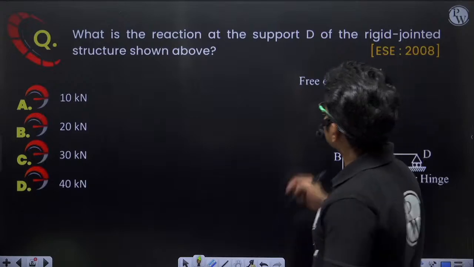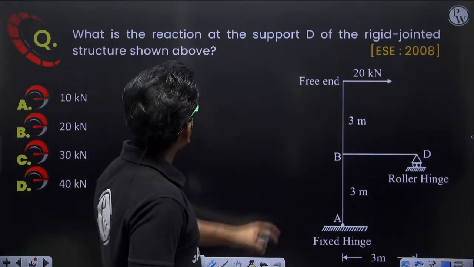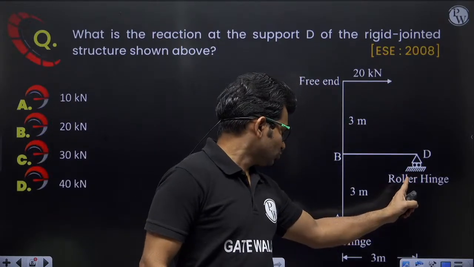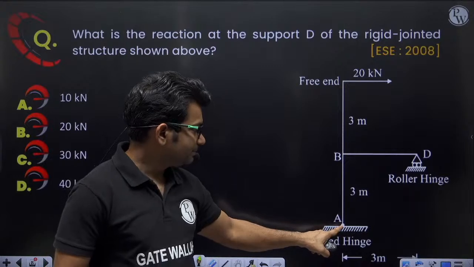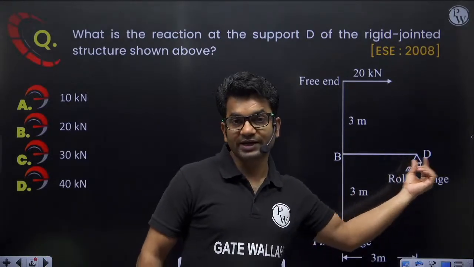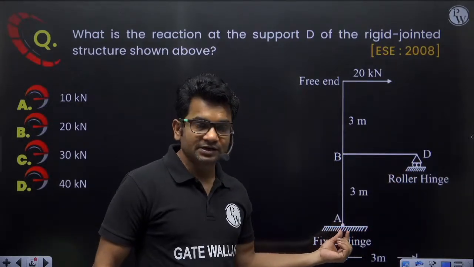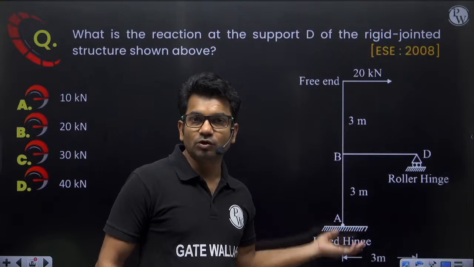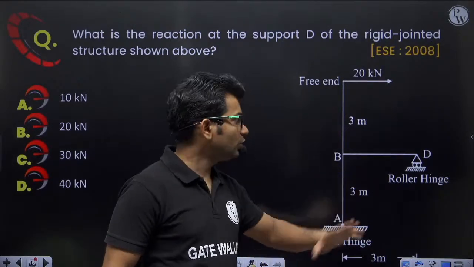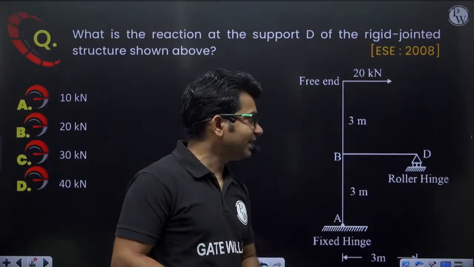What is the reaction at support D of the rigid jointed structure shown above? Here we have to find out the reaction at the support. So this is a roller hinge, this is a fixed hinge. A roller hinge means a hinge support, but it can move in the x direction. This is also a hinge, but it cannot move in either the x direction or the y direction. It cannot move in any direction, but it is free to rotate. This is a free end and a 20 kilonewton load is applied at this free end.